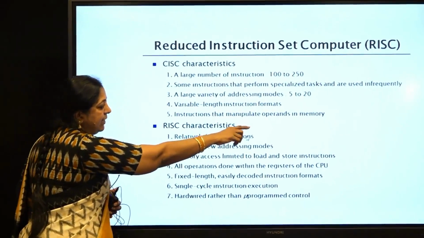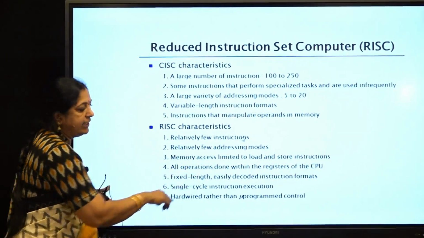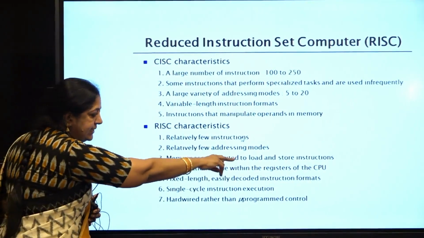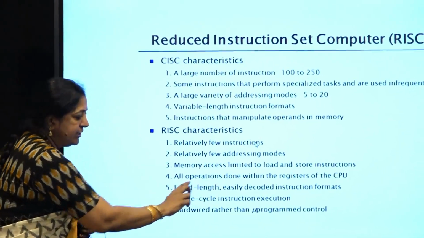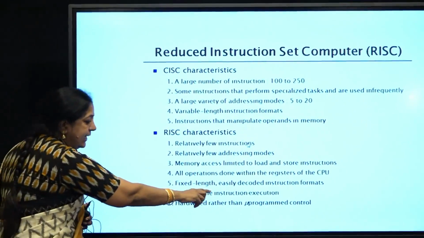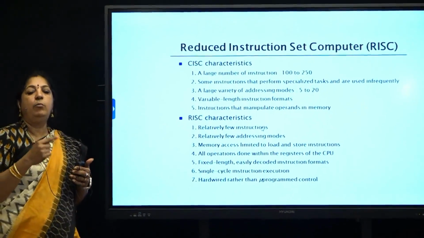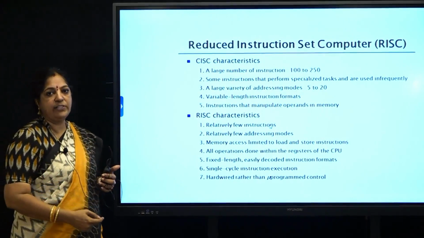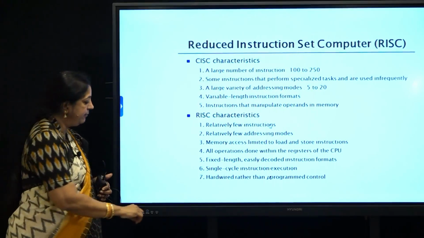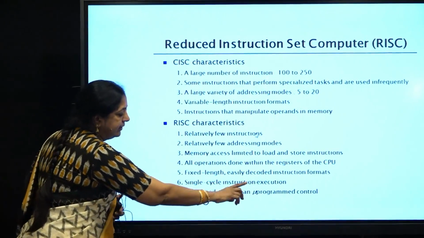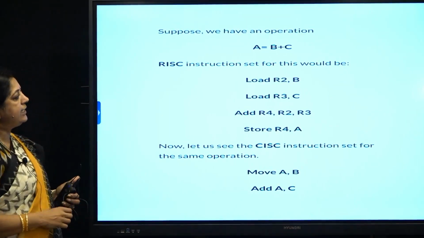Instructions that manipulate operands in the memory: in RISC, all operands are handled within the registers of the CPU. Memory access is limited to load and store instructions only. Variable length here, fixed length here, and single cycle instruction execution. As I told you, in CISC it may take more than one cycle to complete the execution of the instruction. Here single cycle instruction execution is done, as the instructions are simple, and hardwired rather than programmed control is given in the RISC characteristics. Now, let us see one example.